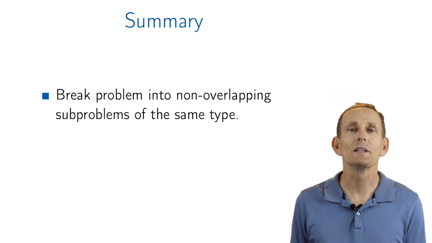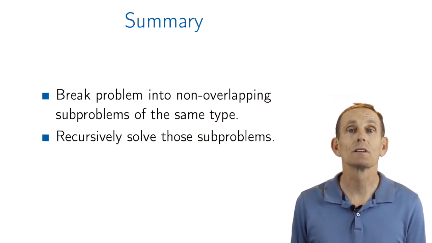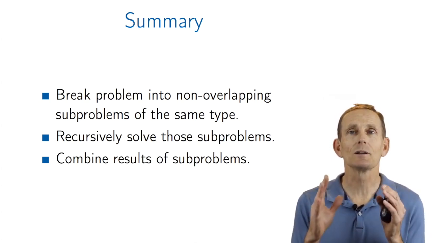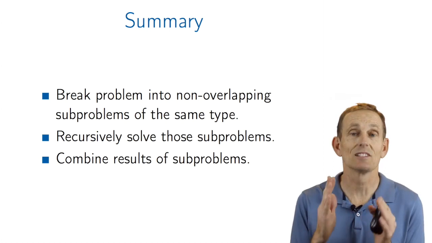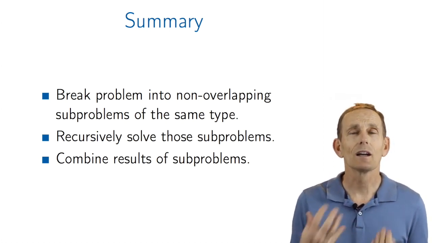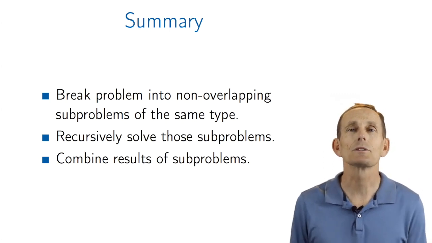In summary then, what we've done is broken our problem into non-overlapping subproblems of the same type. We've recursively solved the subproblems, and then we combine the results of those subproblems. We broke the problem into a problem of size half, even slightly less than half. We recursively solved that single subproblem, and then we combine the result very simply just by returning the result.